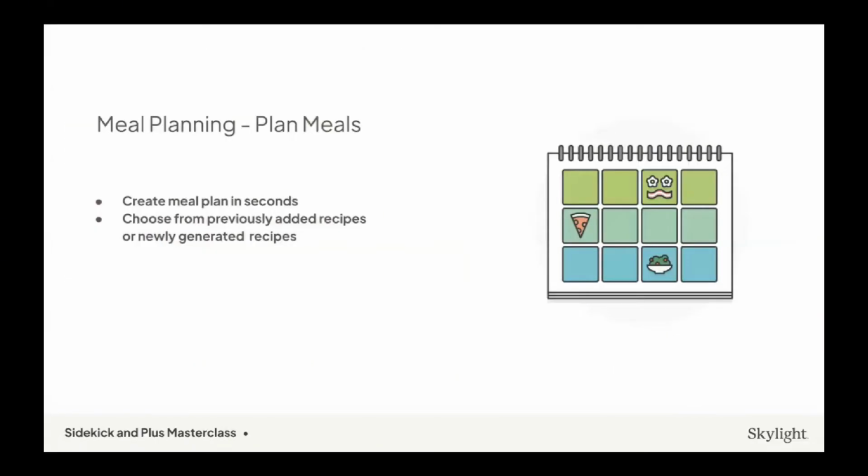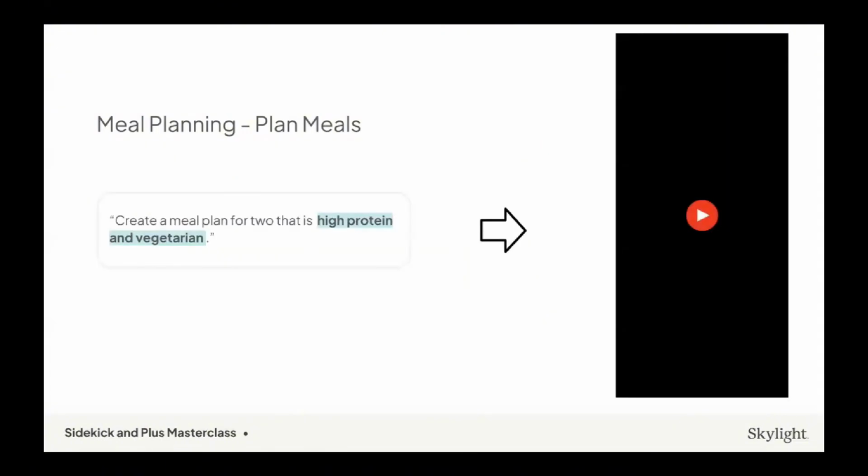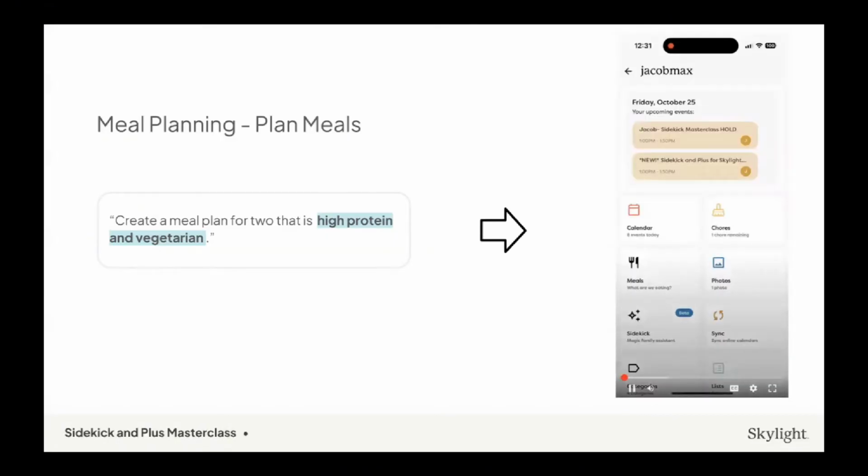Sidekick also lets you plan meals from recipes that Skylight will generate for you. You can do this in seconds, and you can do this for multiple meals across multiple days. You also can put in any specifications you want, and it will make a meal plan based around what you ask. For example, I'm going to create a meal plan for this week.